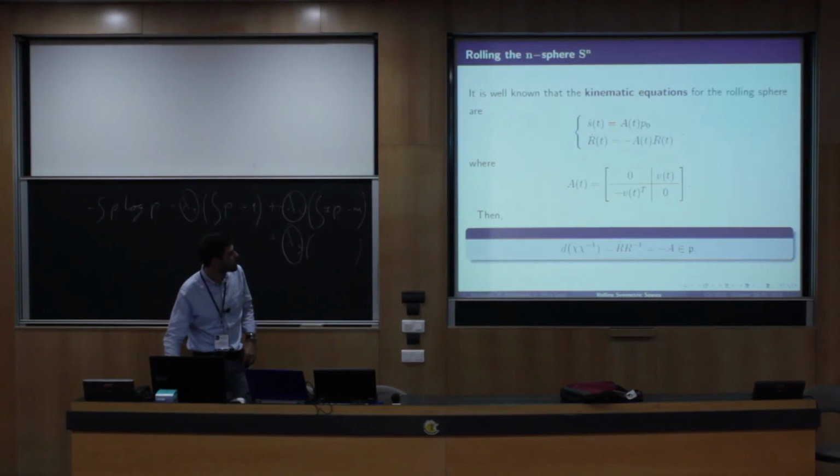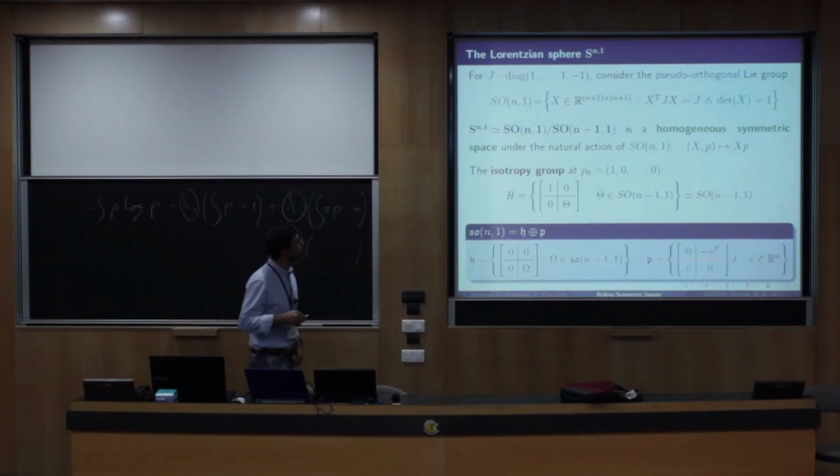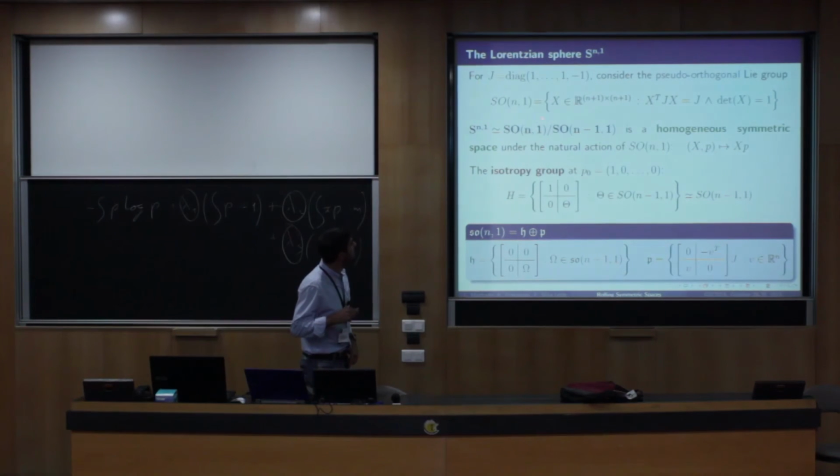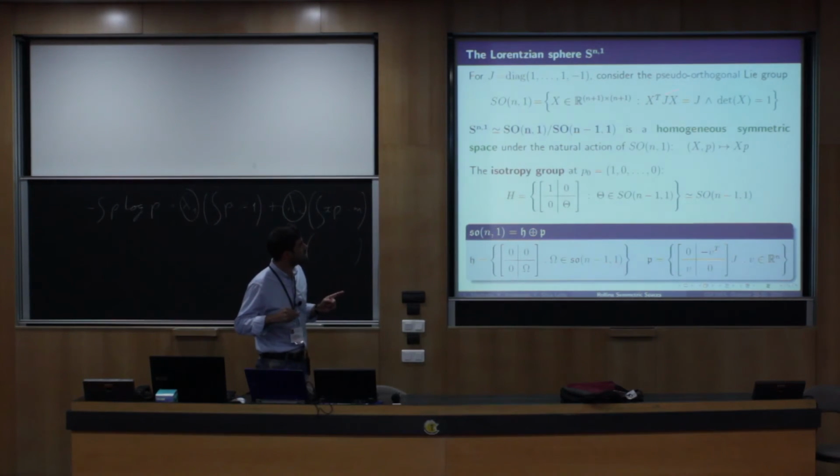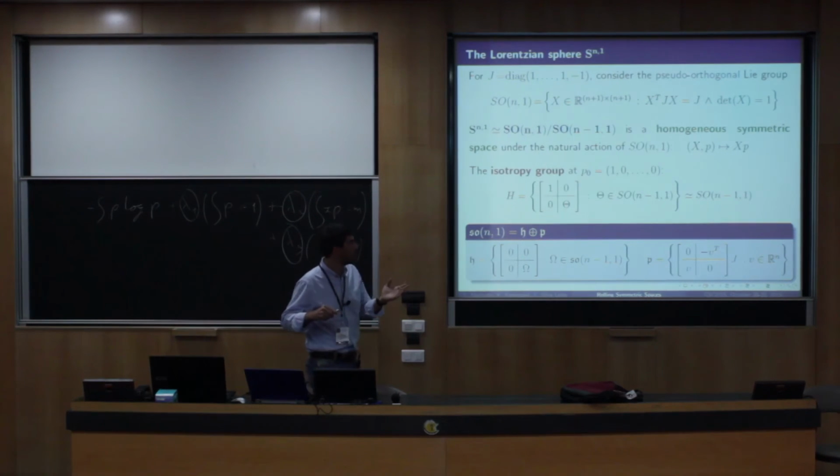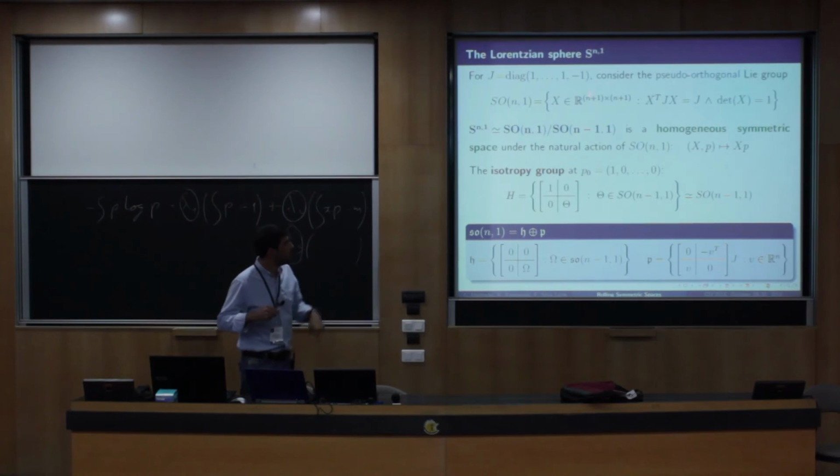Okay, so for the case of the Lorentzian sphere, which is a pseudo-Riemannian manifold, because we start with the pseudo-orthogonal Lie group SO(n,1), it is a modification of our typical SO(n), but here we are using the signature matrix, which is a diagonal matrix that has all the entries equal to 1, except the last one, which is equal to minus 1.